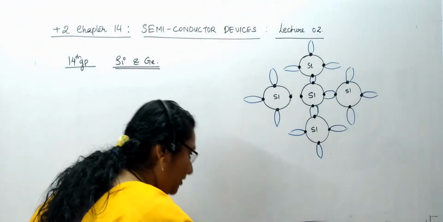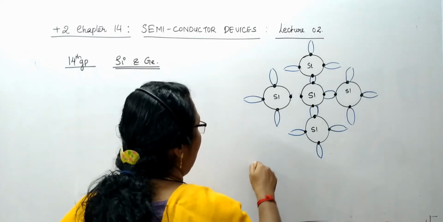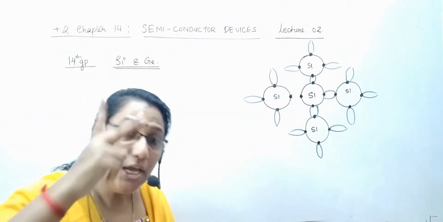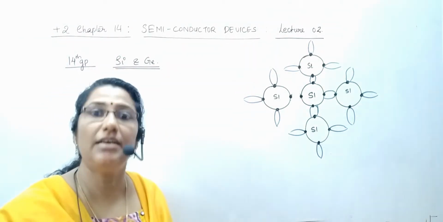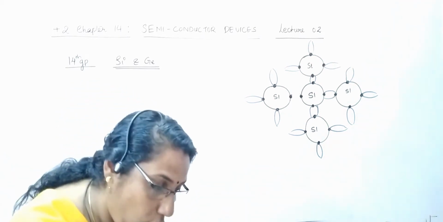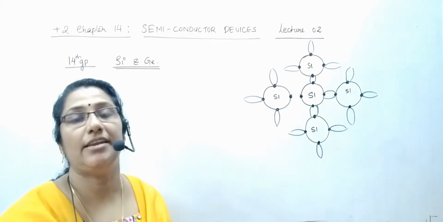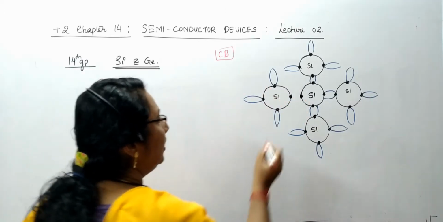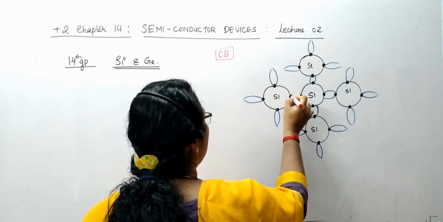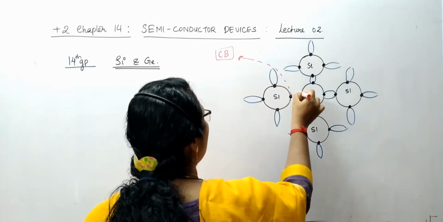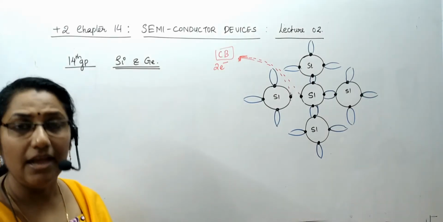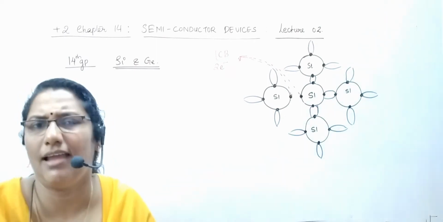Clear? When the silicon crystal, which was kept at 0 Kelvin, is placed at room temperature, some of the covalently bonded electrons get sufficient energy to break the bond. They become highly energetic and free, overcome the forbidden energy gap, and enter the conduction band. Suppose this is the region of the conduction band, a high energy level. These two electrons move from the valence band to the conduction band. As a result, two electrons are now present in the conduction band. These are free electrons, and they are ready to conduct at any time.